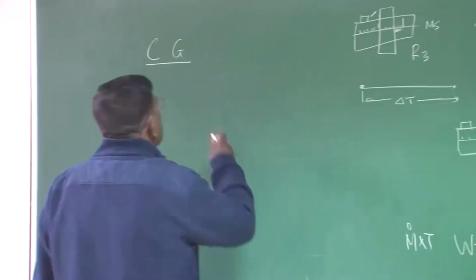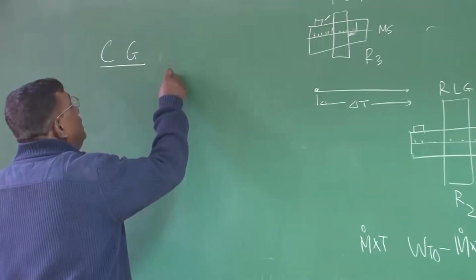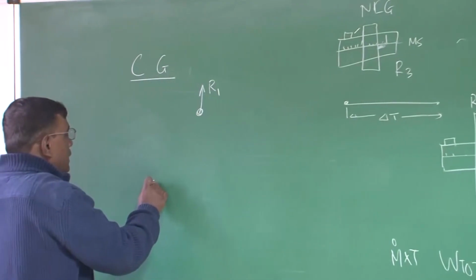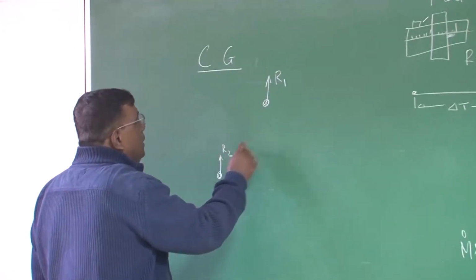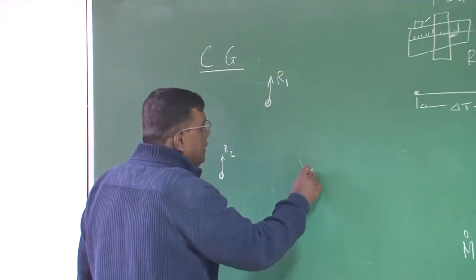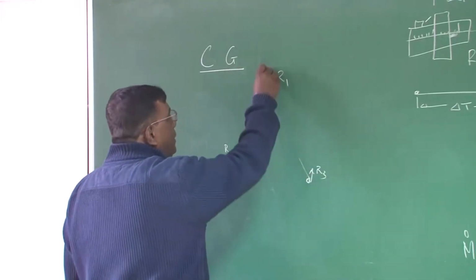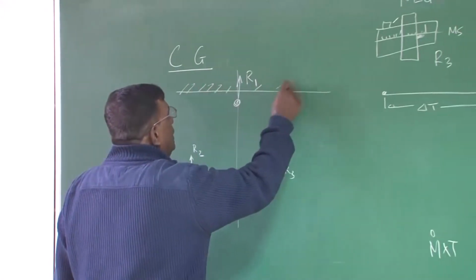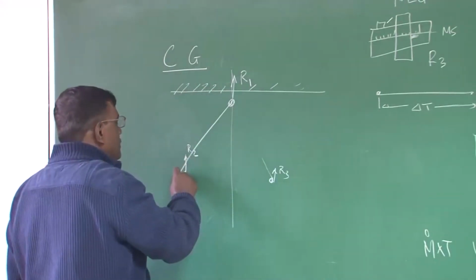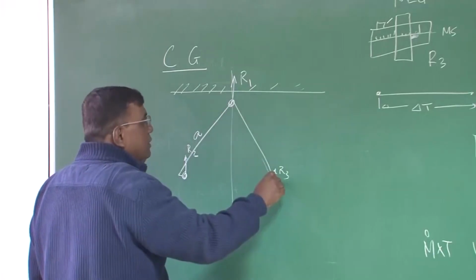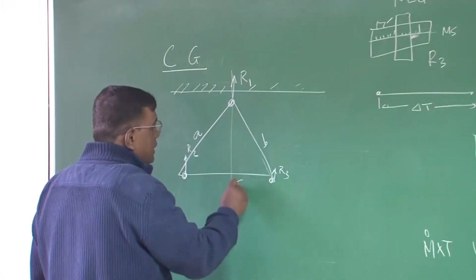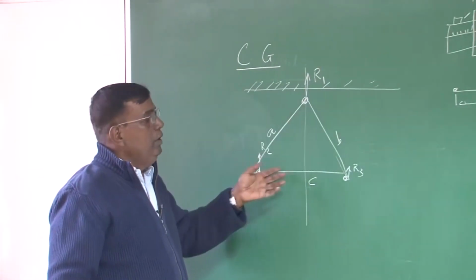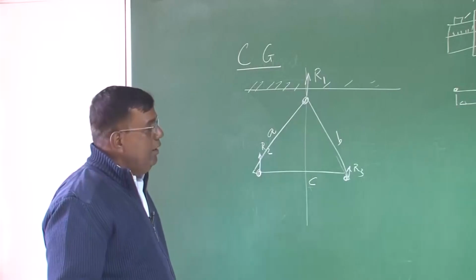So let us say how to find CG. Suppose this is your R1 and this landing gear it is R2 and this landing gear it is R3. It's very simple. You take any reference line and you know always the distance A, this distance B and this distance C, and this is the distance you get from the aircraft manual, that is the separation between the nose and left and right landing gear.